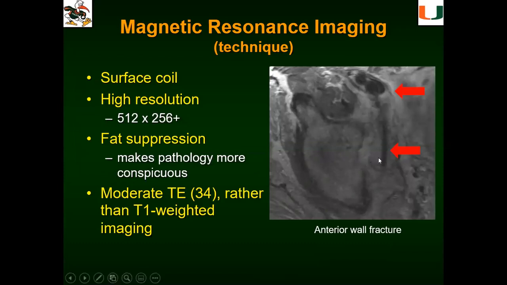This is a younger patient that had an isolated anterior wall fracture from a hyperextension injury, and you can see the concomitant injury to the femoral neurovascular bundle. We like proton density imaging with moderate, so that intermediate TE rather than T1, because we can see the degree of articular cartilage.